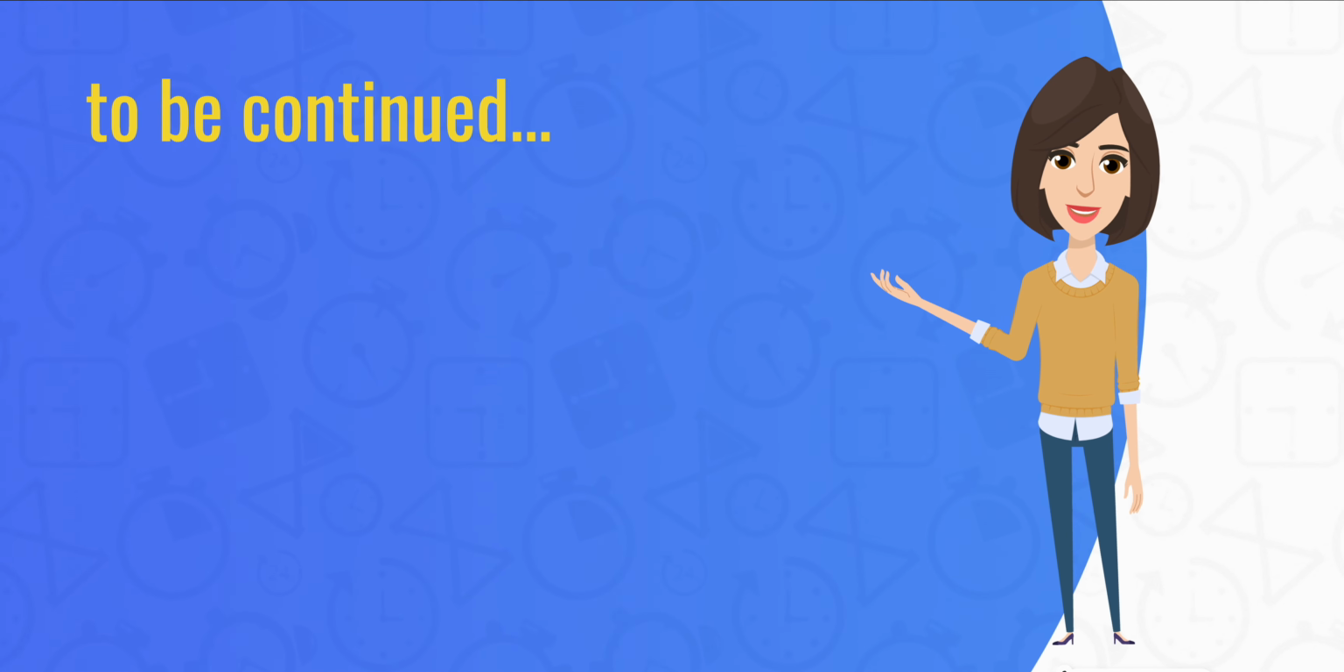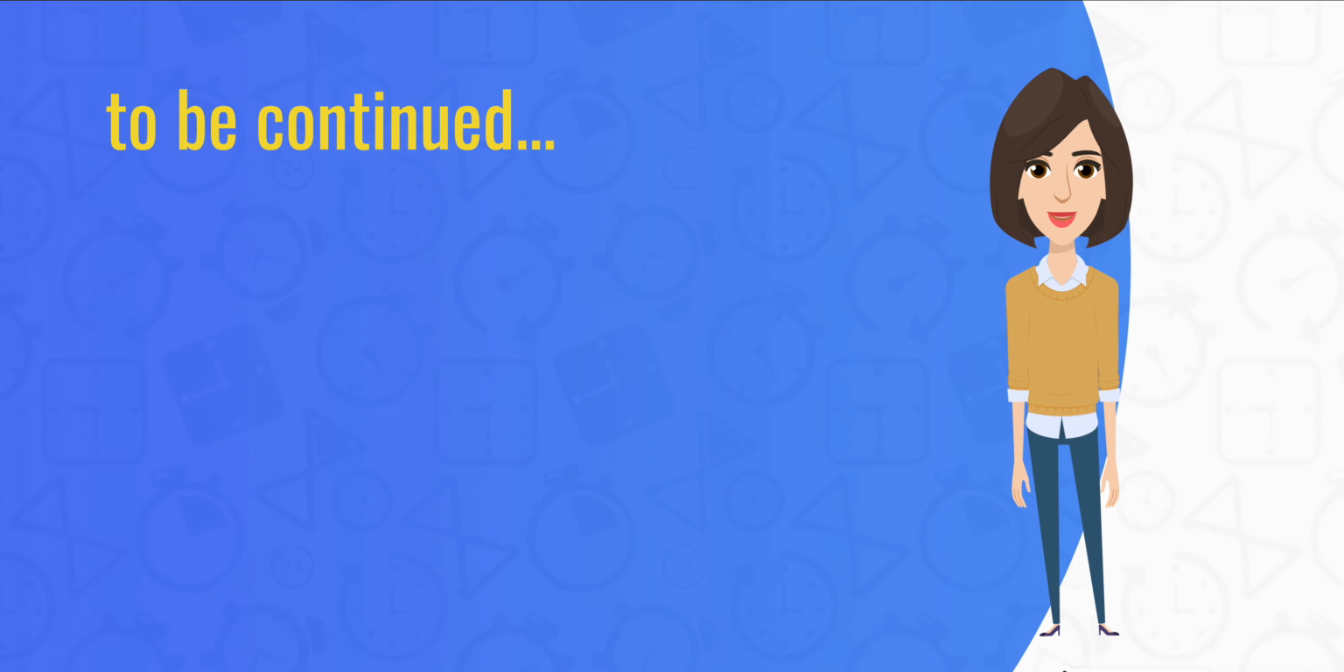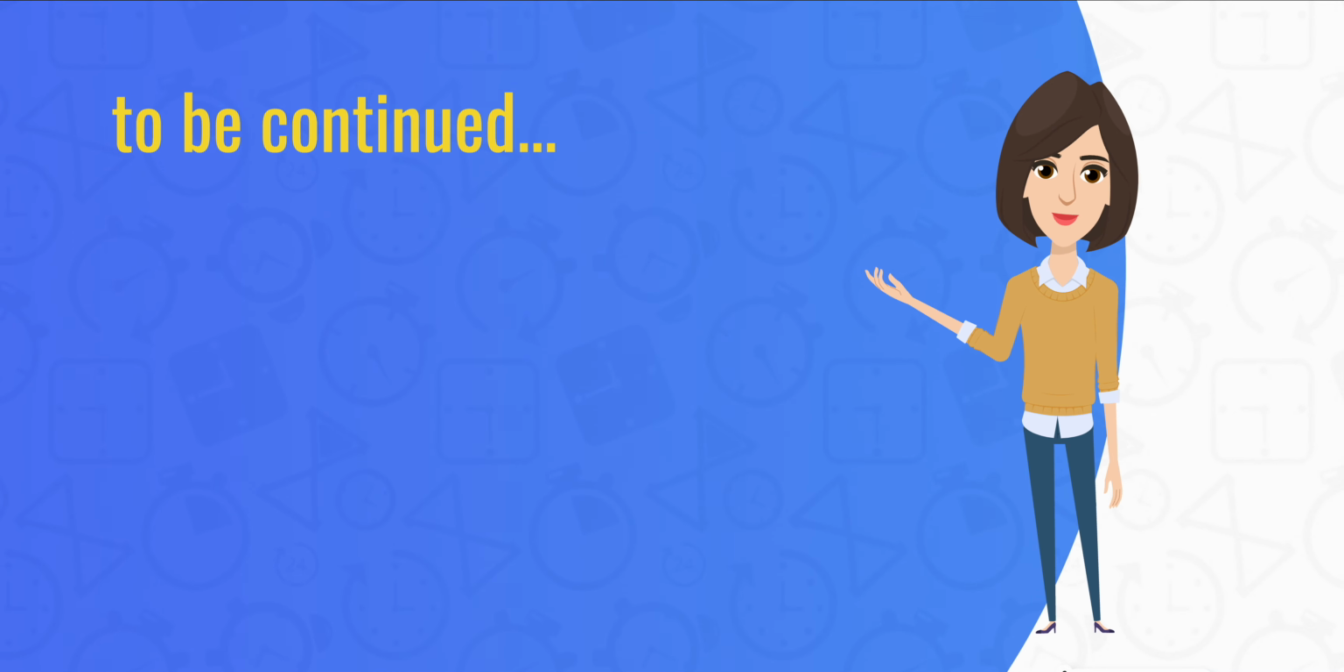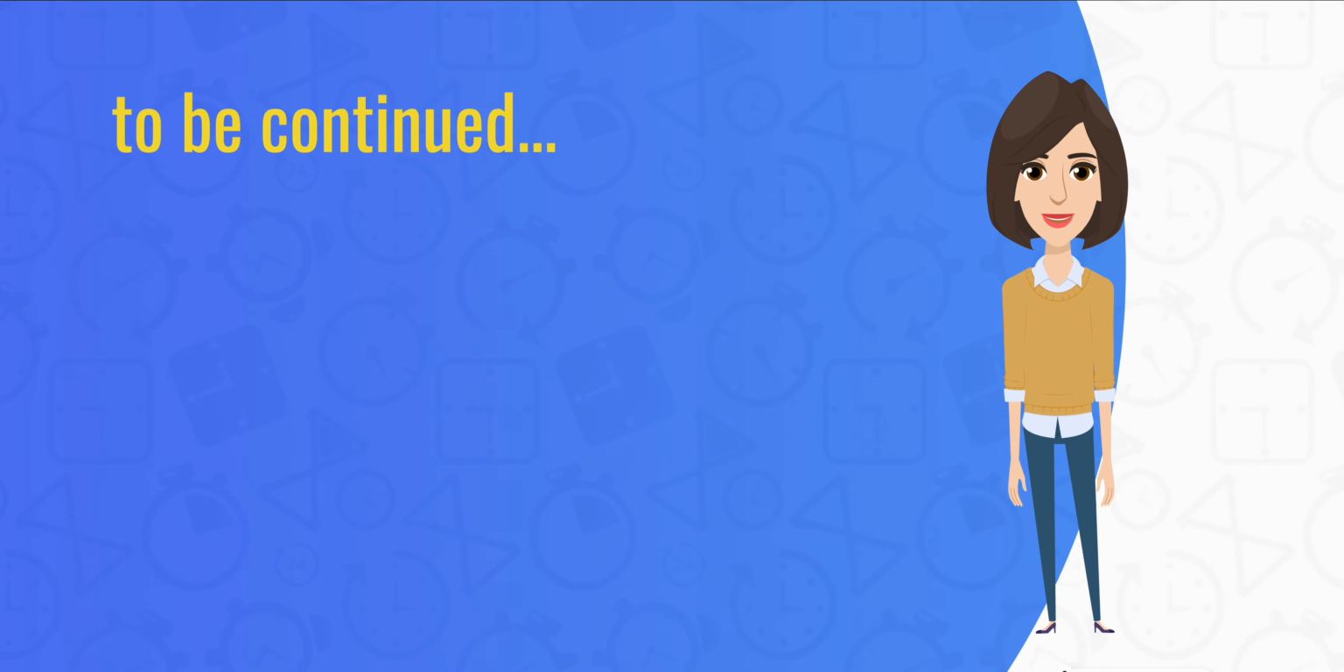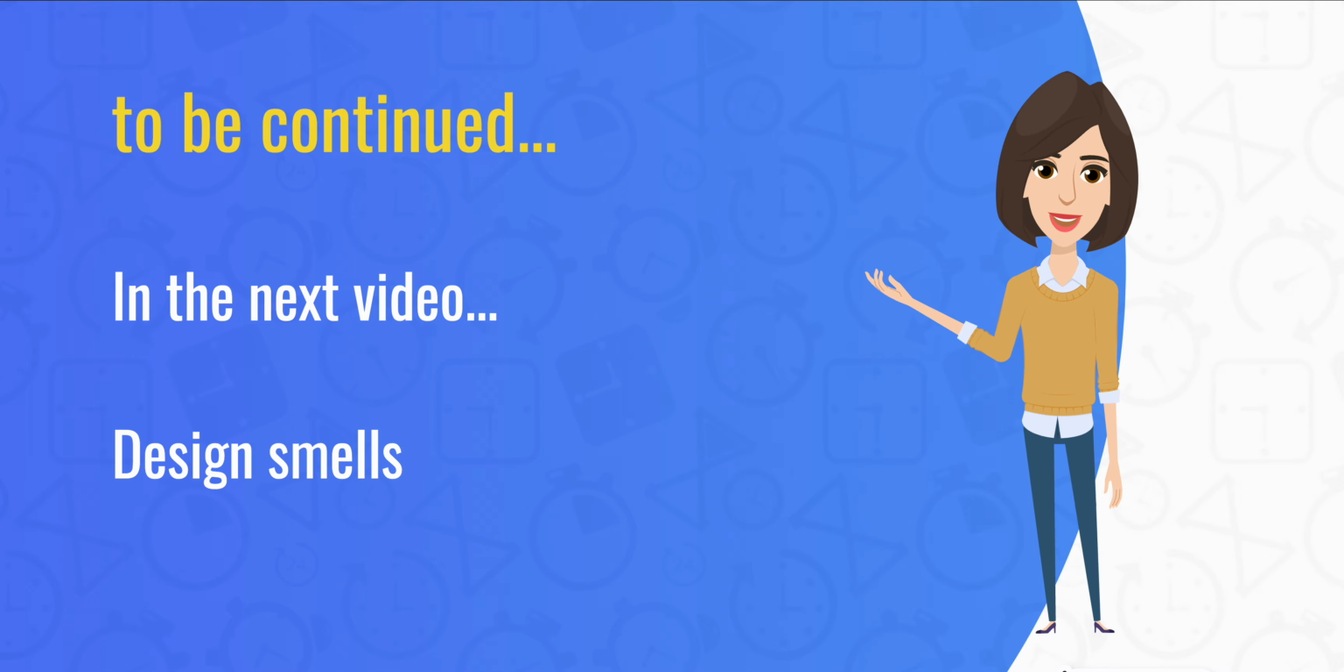Let's take a pause over here. Till now, we have completed method, class and application level code smells. It's important that I emphasize that what we've covered is by no means a definitive list of code smells. In the next video, we will discuss design smells.